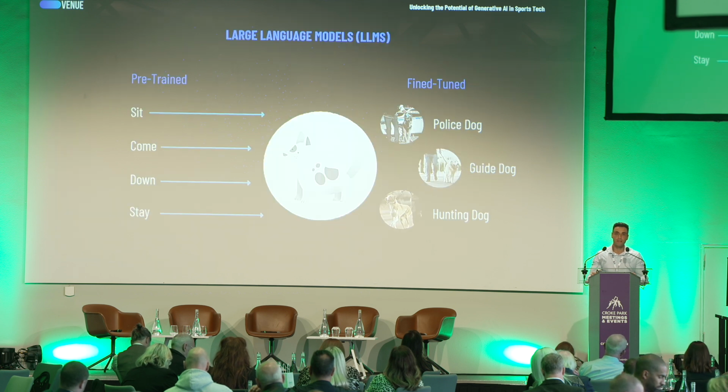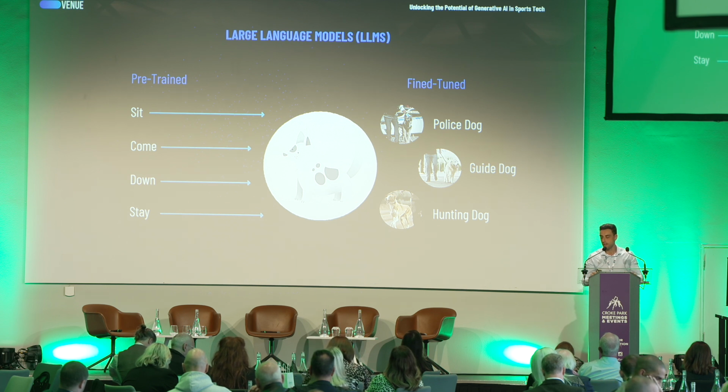So, for instance, let me give you a very simple example. You can have an LLM to represent a dog, and that dog can sit, come down, or stay, but then you can fine-tune that dog to convert it into a police dog, a guide dog, or a hunting dog.